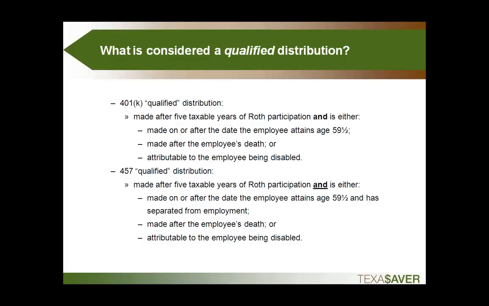For the 457, the qualified Roth distribution also has a 5 taxable year period, but it also includes that it must be made on or after an employee reaches age 59 and a half and has separated from service. 457 plans are going to require separation of service where the 401k plan did not. 457 also includes qualified distributions made after an employee's death or attributable to their becoming disabled.